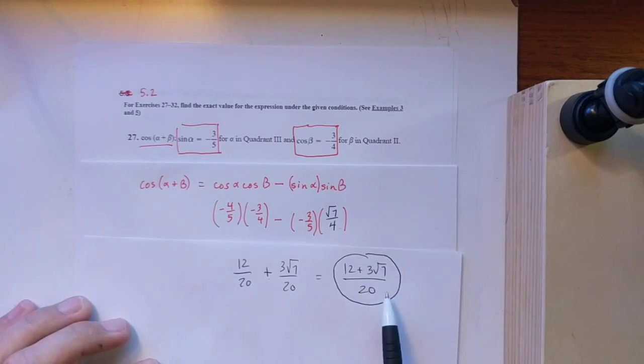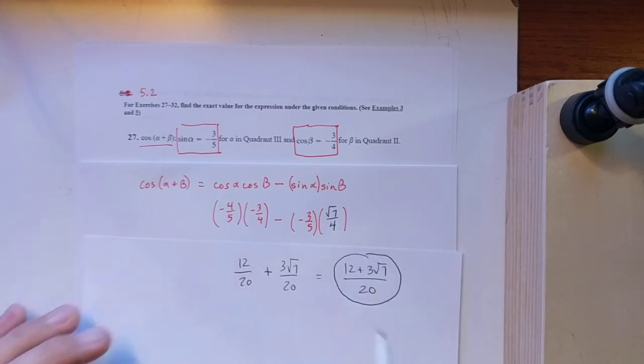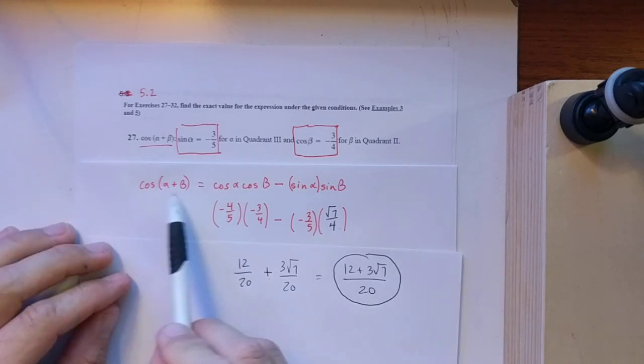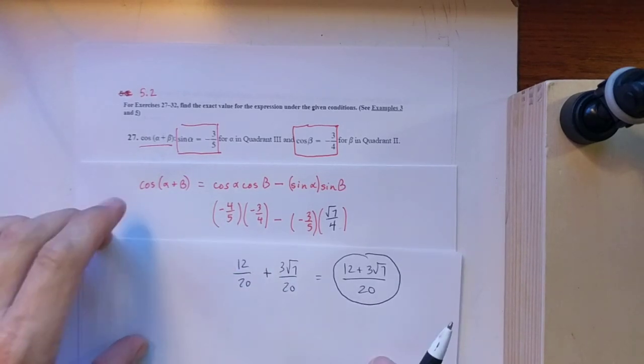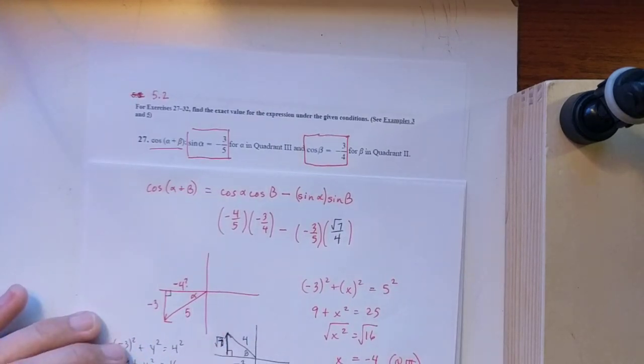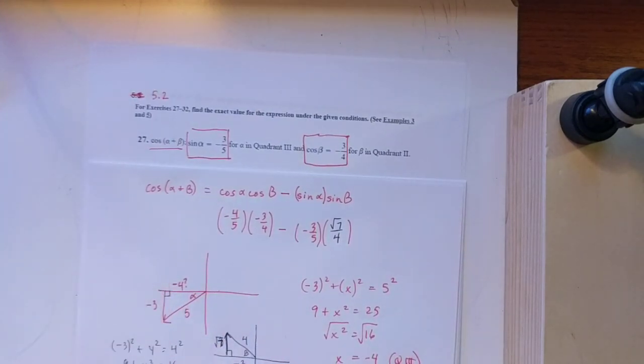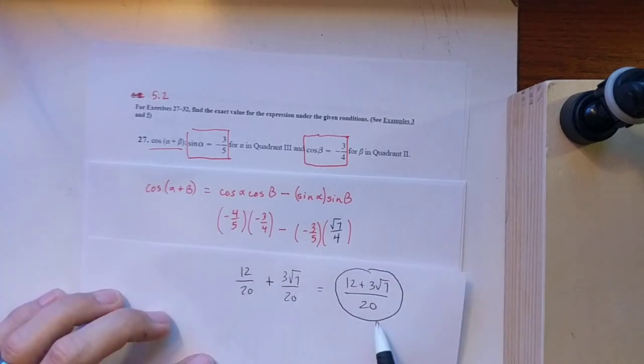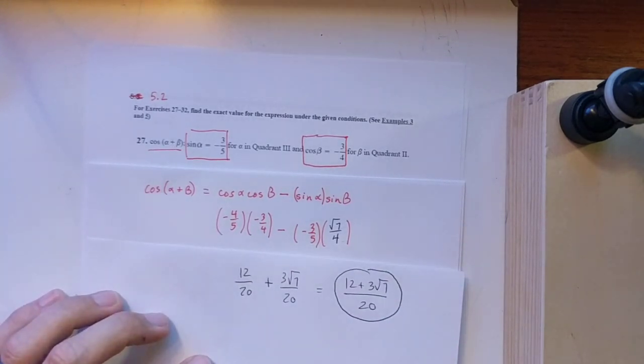Kind of a crazy looking number, but this whole thing that I circled is one value. And what is it? It's the cosine of the two angles added together. Okay, which two angles? Alpha and beta. So if we put them on a third graph and added them together, this crazy number here is what the cosine of that angle would be.